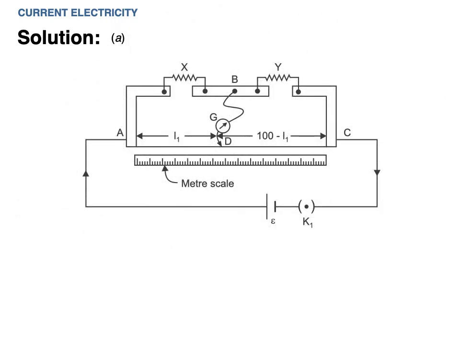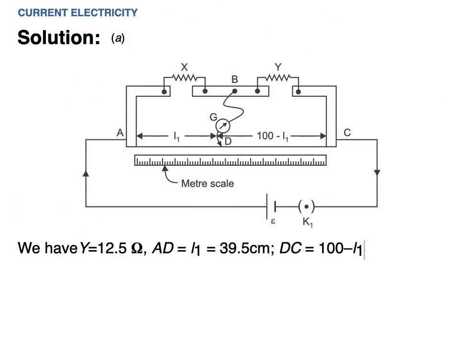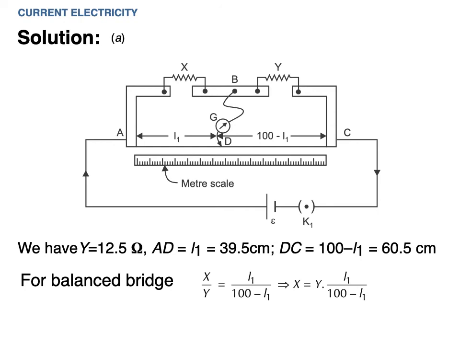For solution, you have the diagram here. It's given that Y is 12.5 ohms, L1 is 39.5. So that gives you DC equal to 100 minus L1 equal to 60.5 centimeter. For meter bridge, we have X over Y equal to L1 over L2, or L1 over 100 minus L1. So that gives you X equal to Y into this, just simple cross multiplication. Substituting the values, you get X as 8.2 ohms.